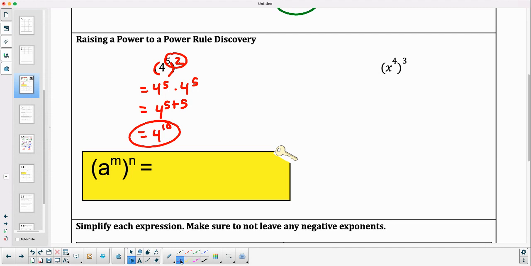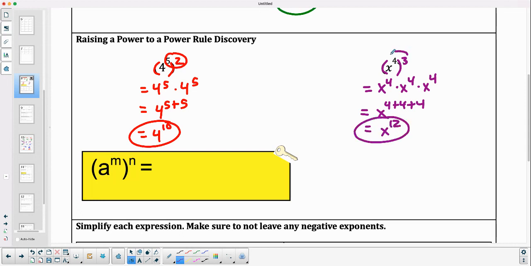Same thing here, there's 3 of whatever that exponent is touching, so there's 3 x to the 4ths here. x to the 4th times x to the 4th times x to the 4th. That's really what this is saying. So what we're really doing is x to the 4 plus 4 plus 4, but that's just x to the 12th. But maybe the faster thing would have been just to say, how can I get 12 out of 4 and 3?